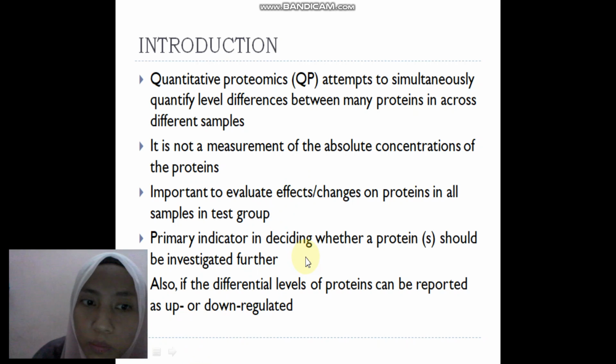You also need to pay attention to the indicator in deciding whether a protein should be investigated further or not. The differential levels of proteins can be reported as up or down regulated. As you know, when mRNA is transcribed, we call that expressed. So there is a difference between up regulated and down regulated.